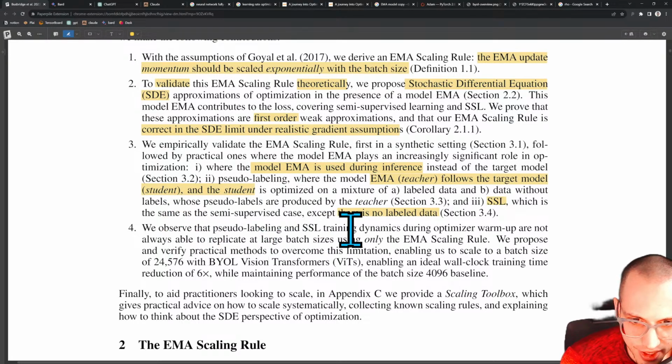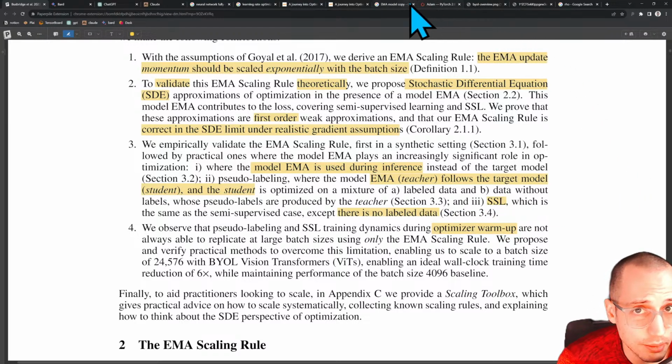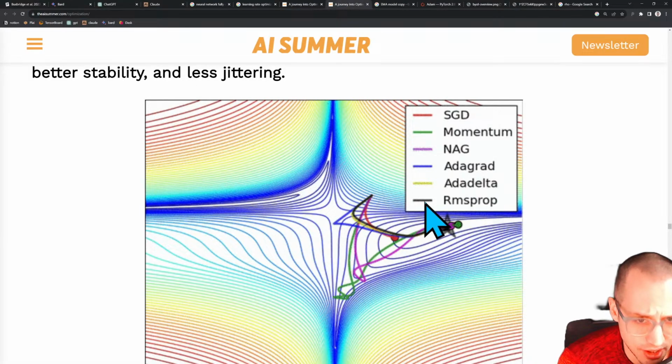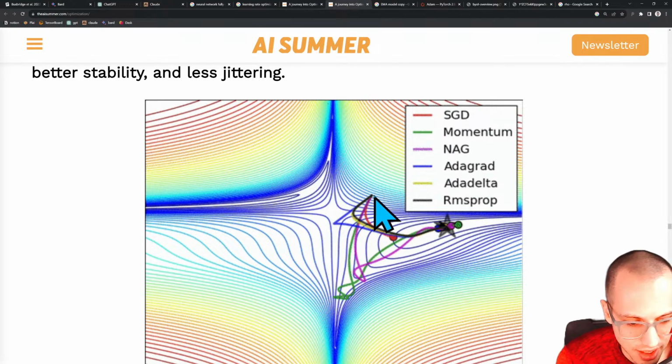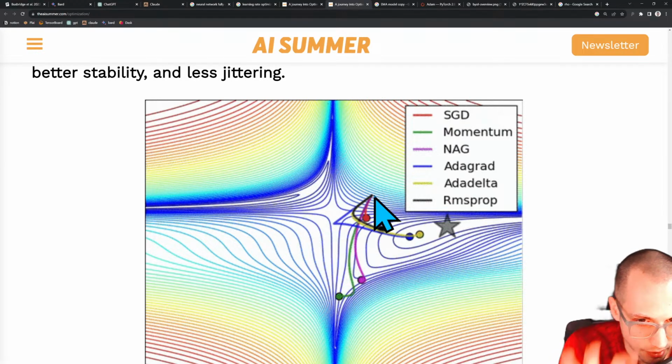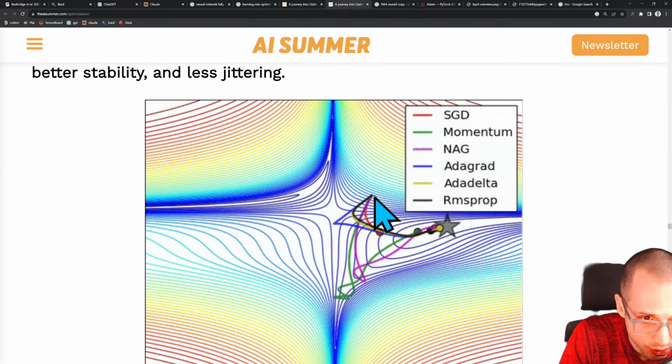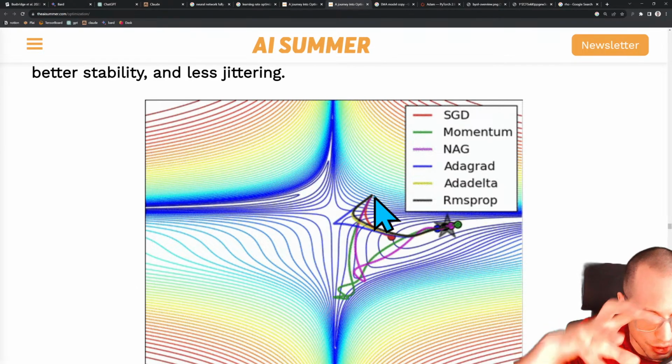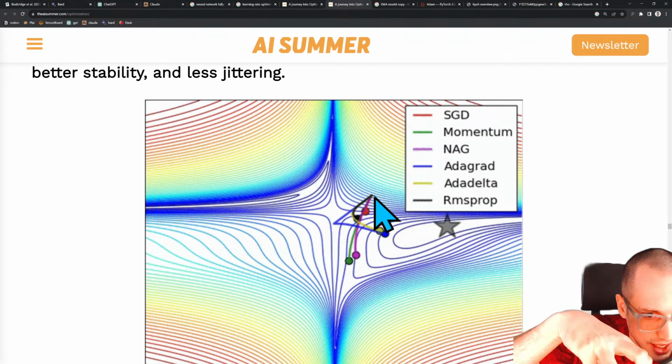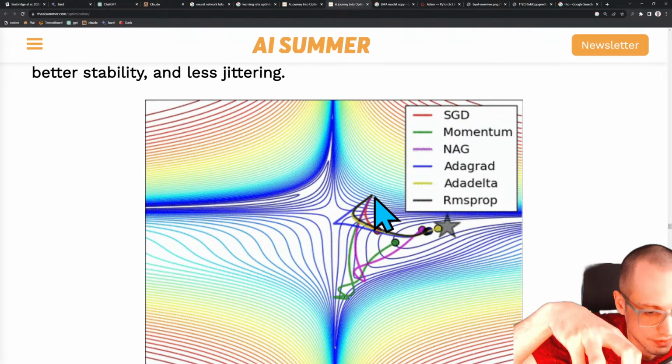We observe that pseudo-labeling and SSL dynamics during optimizer warm-up are not always able to replicate it at large batch sizes using only the EMA scaling rule. So some of these optimizers, you can basically have warm-up periods for them. So if we go back to our thing, this green momentum optimizer here, right? Let's say that instead of just taking gradient steps immediately, you instead held that little marble down. So that little green marble, it just wants to move immediately, but you hold it and you prevent it from moving. And then you let a couple batches of data feed through it, right?